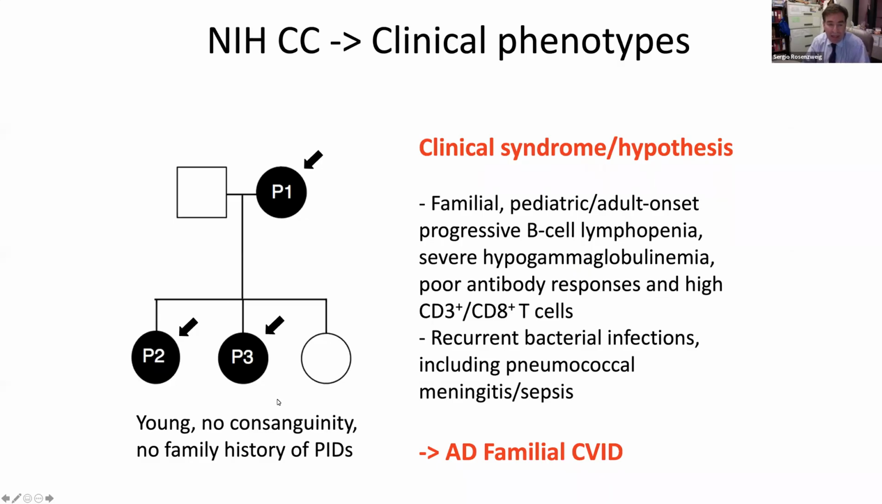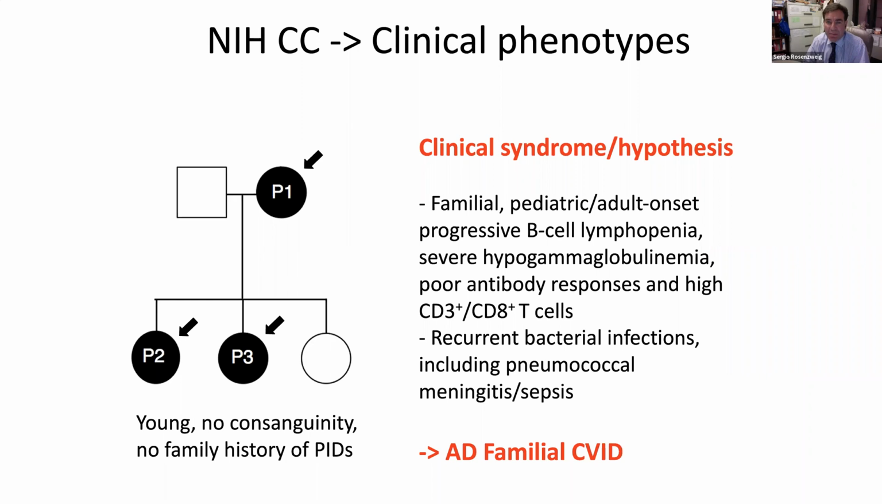So it's a family of mom, dad, and 3 siblings. 3 of them were affected with mutations in IKAROS. The clinical phenotype was a familial form of autosomal dominant CVID with pediatric onset or adult onset with progressive B-cell lymphopenia. And here's the first tip. B-cell decline could be progressive.